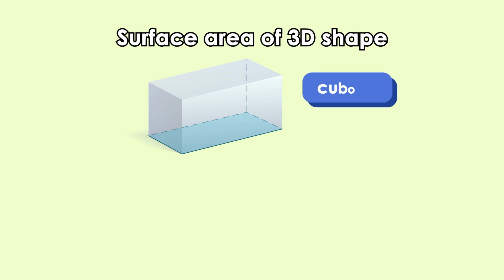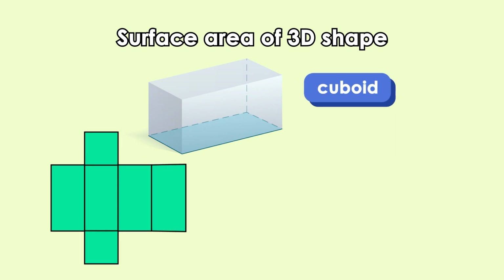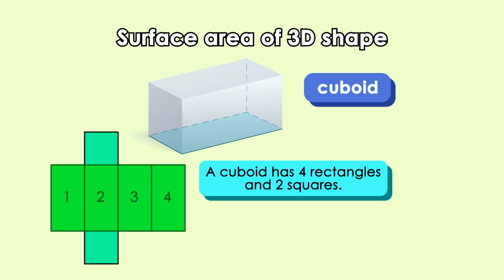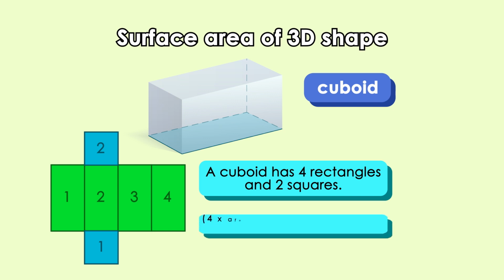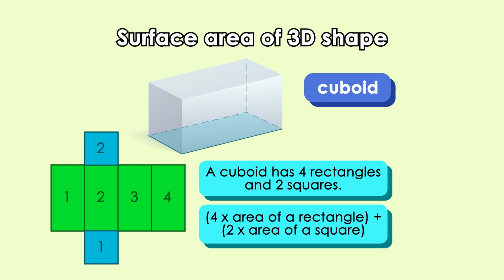This is a cuboid. How many rectangles and squares are there in a cuboid? That's right. The cuboid is made up of 4 rectangles and 2 squares. To calculate the surface area of the cuboid, we add 4 multiplied by area of a rectangle and 2 multiplied by area of a square.